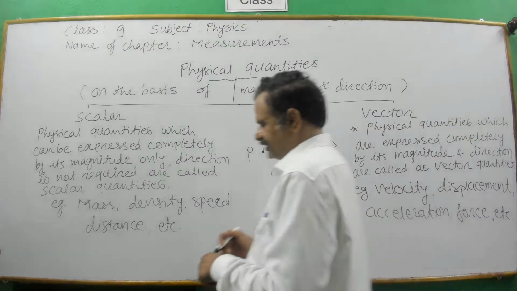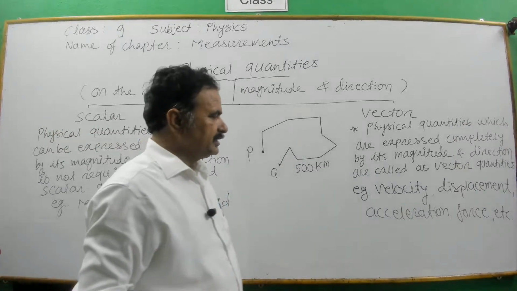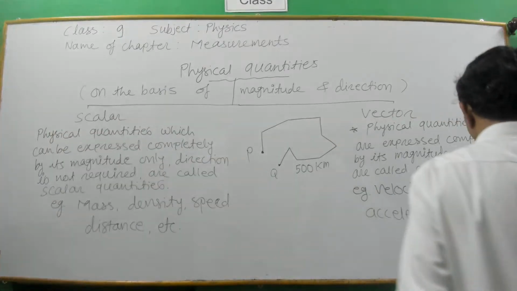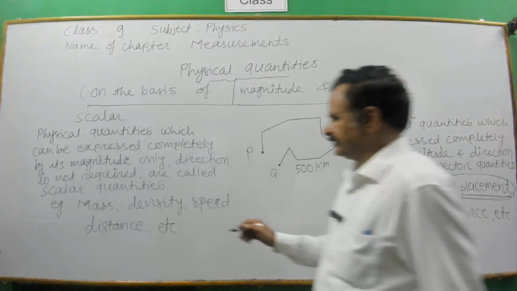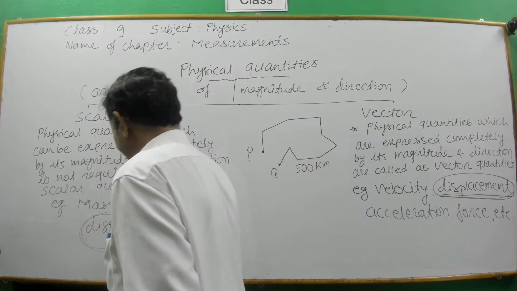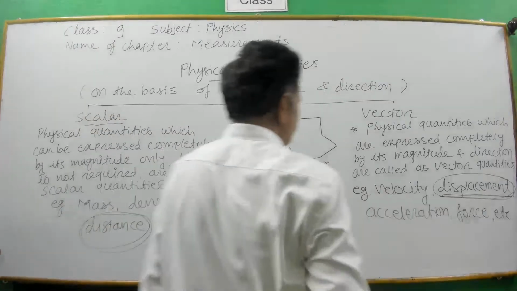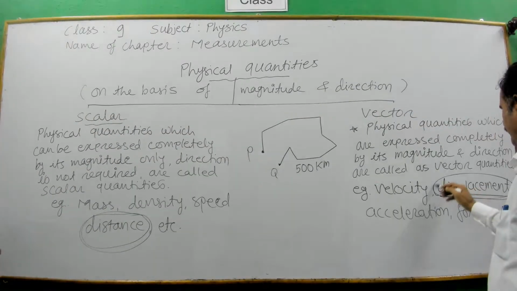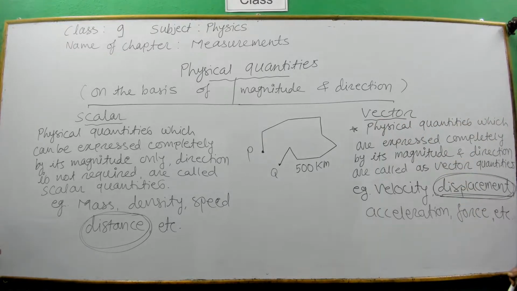These are a few examples of vector quantities. See here, boys and girls, how displacement differs from distance. Distance is a scalar quantity, while displacement is a vector quantity.